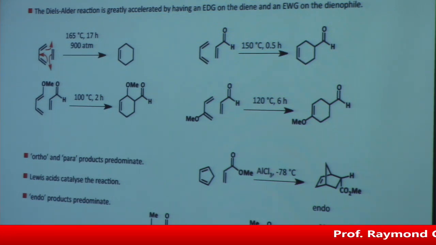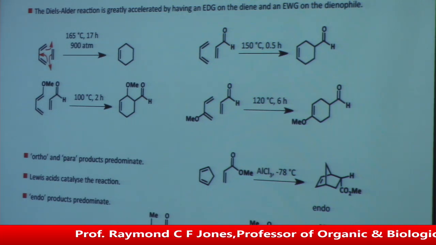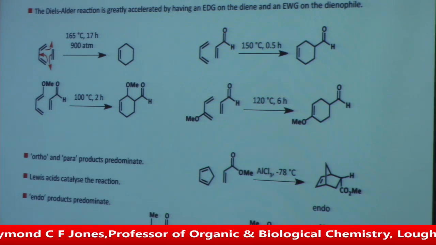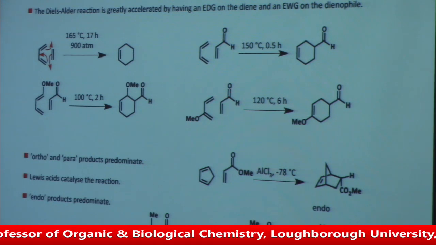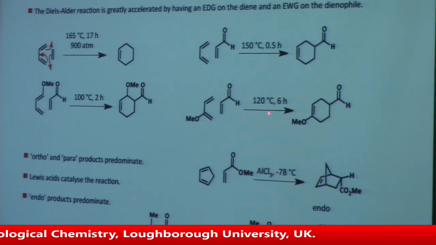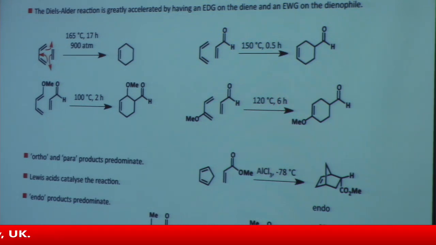Excuse me, sir. In the second reaction, where the conditions are 120 degrees Celsius in 6 hours, the gap between HOMO and LUMO is being reduced by having the two substituents on. Yeah, that's why the conditions are. Well, no, I think what was being said was, why is this not shorter than 6 hours?